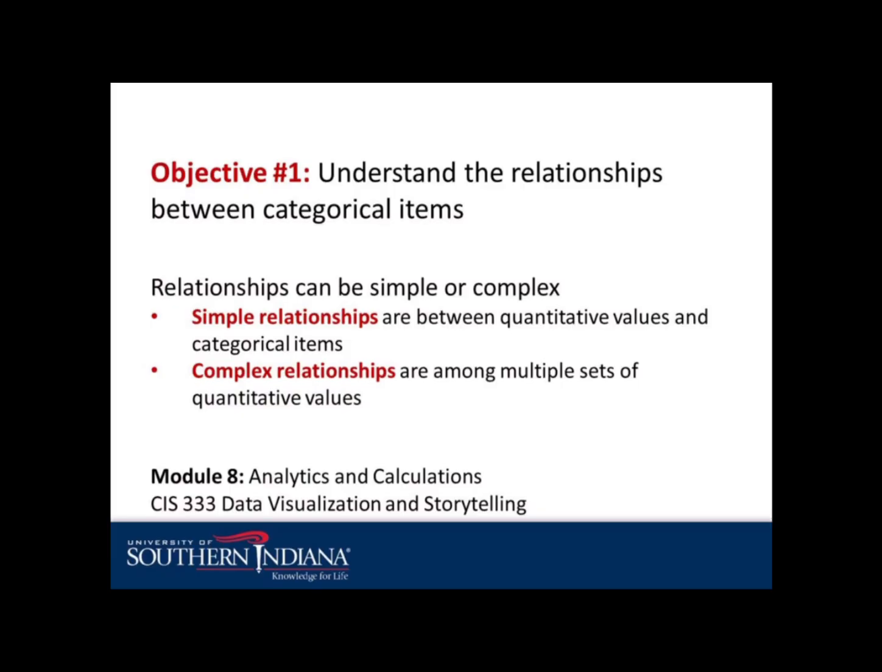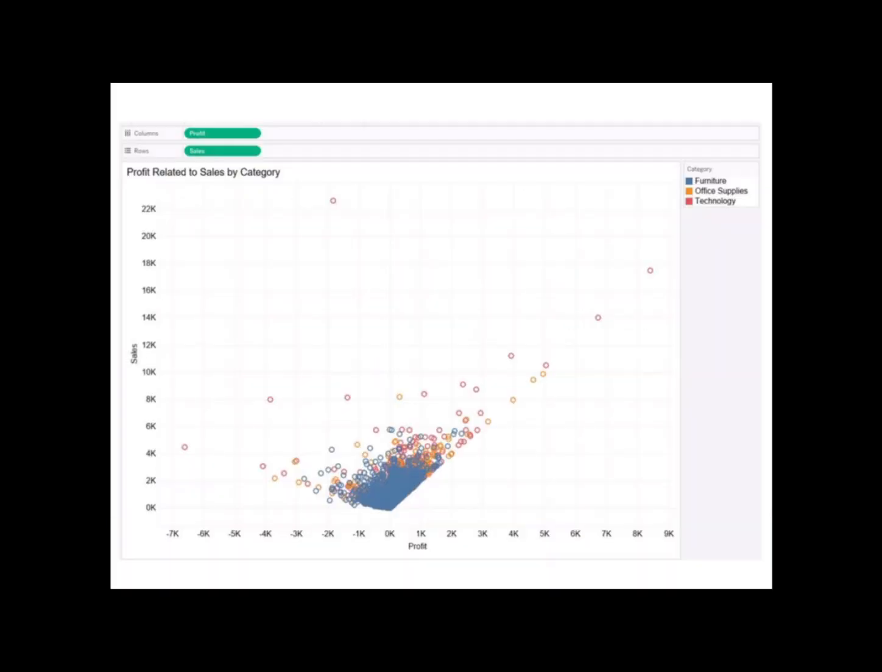So your relationships can be simple or complex. Simple relationships are just like the previous slide. It's just a relationship between quantitative values and categorical items. Complex relationships are among multiple sets of quantitative values. So this is an example of that, and it's a scatter plot, and that's your typical example of a complex relationship because you have two quantitative values. In this instance, you have profit on the x-axis and sales on the y-axis. And what's happening here is with a scatter plot, it's talking about correlation between the two, and we will get into that as well.